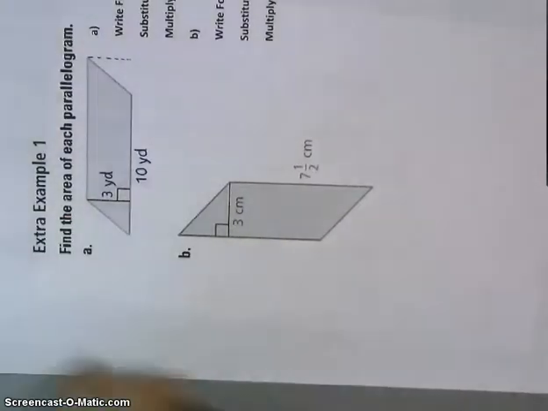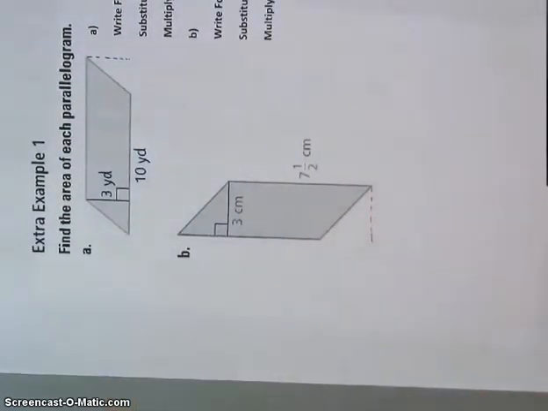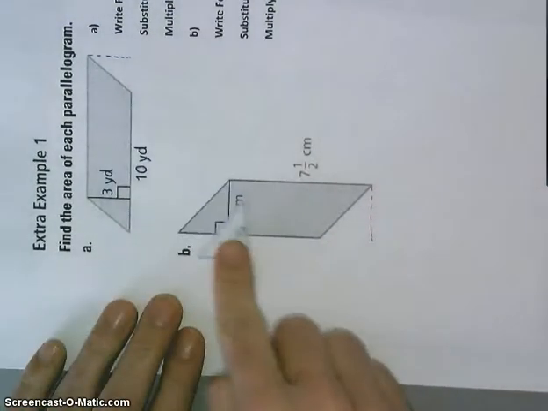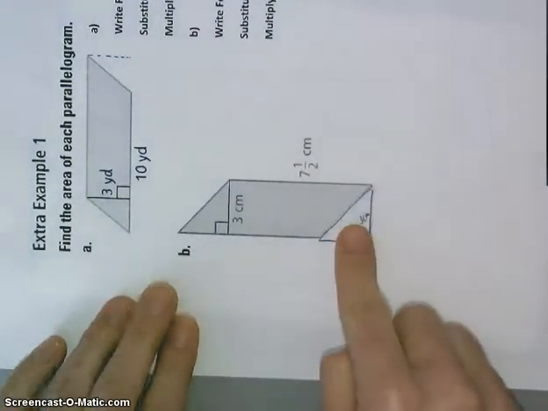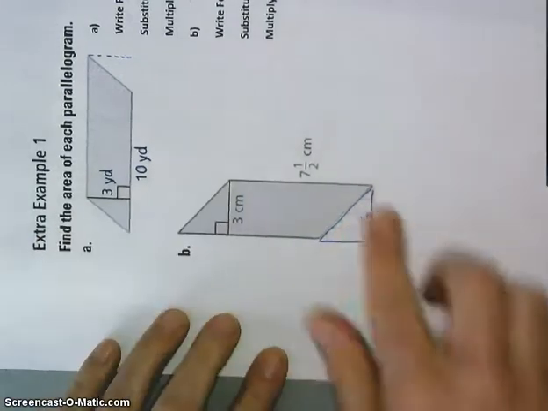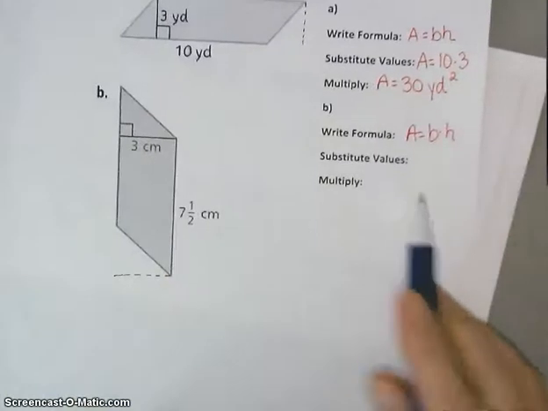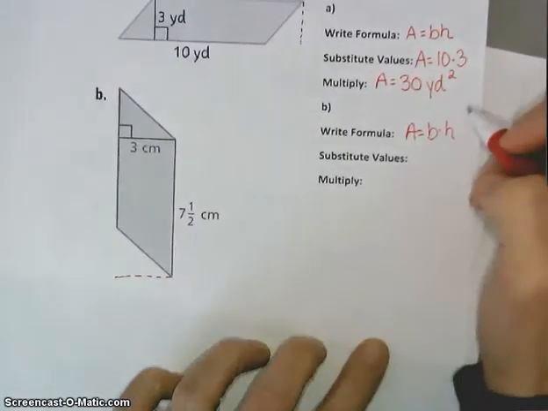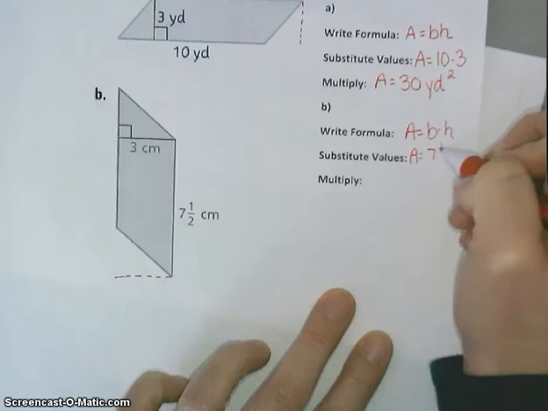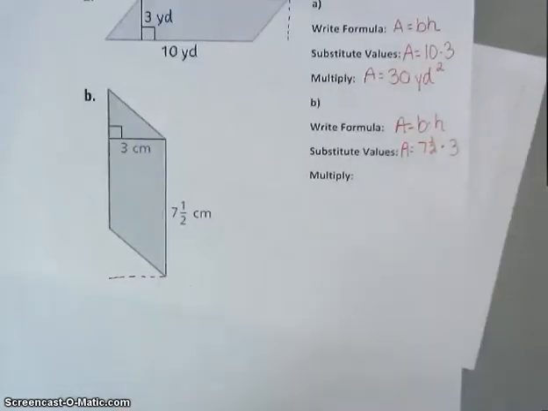And remember, I can also get my height from here, because if I put that triangle and move it over, my height is still 3 centimeters. And there's the rectangle that we would have started with. So, going back to our formula, we have A equals base times height. And then I'm going to substitute in those values. A equals my base, which we've learned was 7.5, and my height, which is 3.